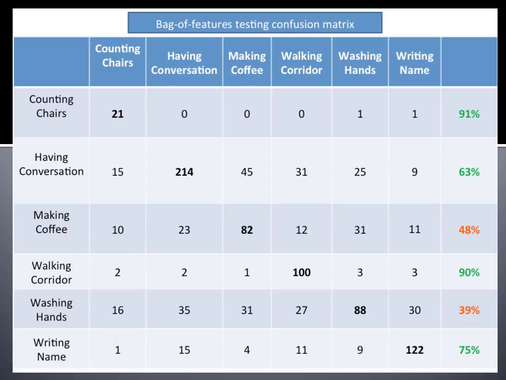Notice how making coffee and washing hands have such a low percentage of classification. We attribute this to the fact that the patches extracted from both these tasks include a lot of hands, causing misclassification between the 2 tasks.